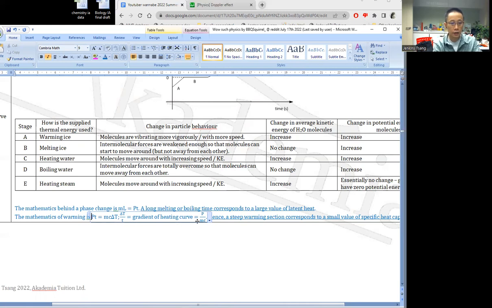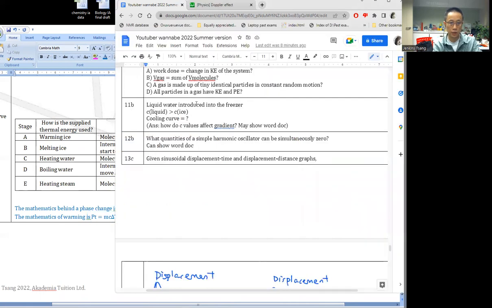you can see that the gradient of each heating or cooling curve is inversely proportional to the specific heat capacity of the substance. So ice, which has a lower specific heat capacity, should have a steeper cooling curve, like a more rapid rate of cooling. So the correct answer should be a graph that looks like this. Cooling of water is less rapid than cooling of ice. And choice B would be the correct answer.